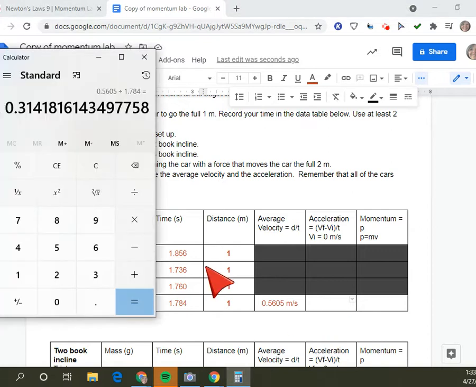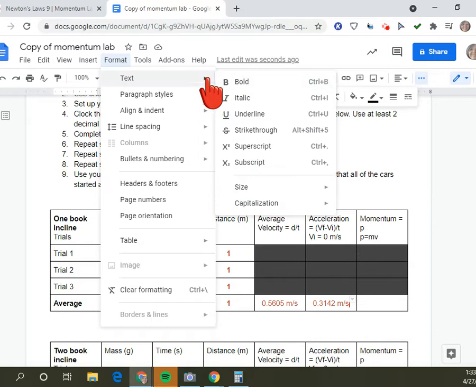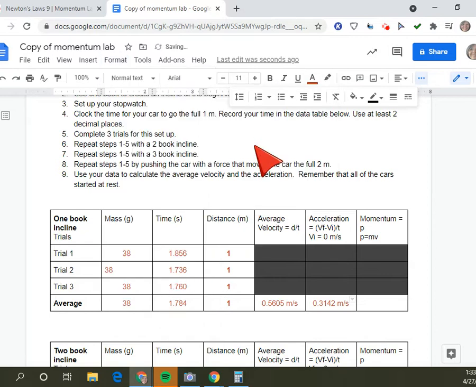Now, let's get that back up here. 0.3142. Okay. Why are they different? Why are these numbers different? Okay, so she's saying one of them is just velocity, average velocity. One of them is acceleration.